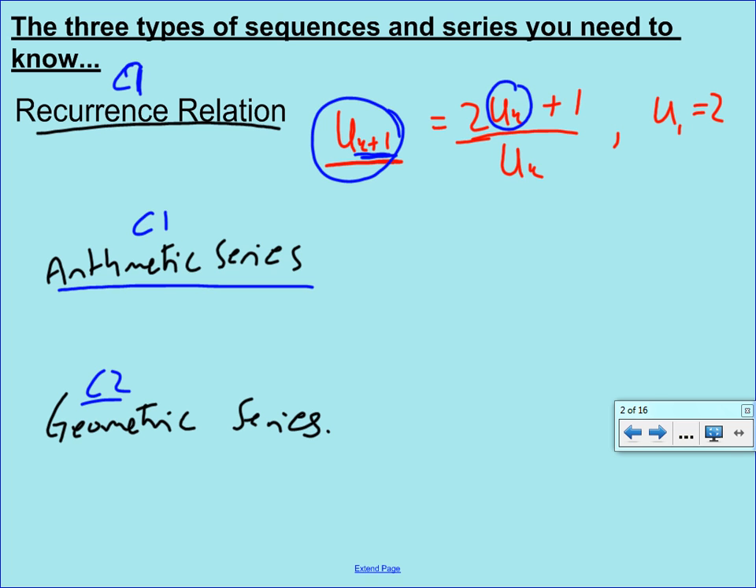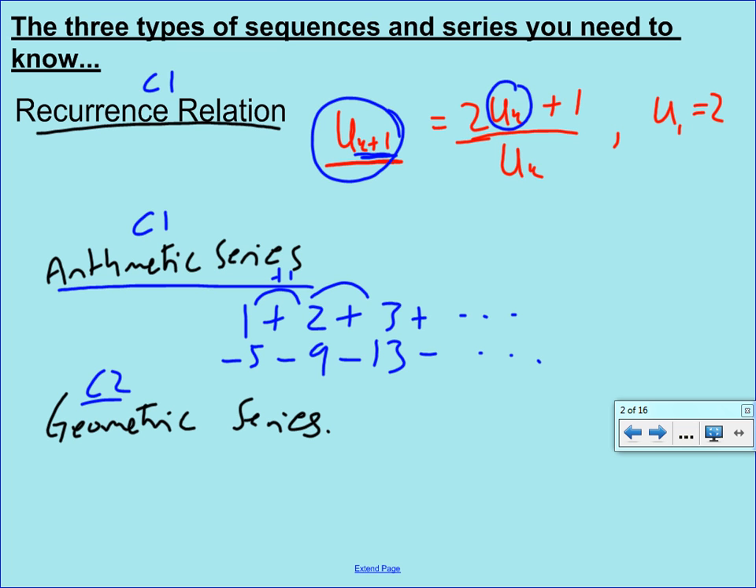I think it's a good idea to introduce them to you together, except they are three very separate things. Arithmetic is, for example, a series where I'm plussing or minusing a common difference each time. You can see how this is plus 1, this is plus 1, this is minus 4, minus 4. So each term there has something common going on between them.